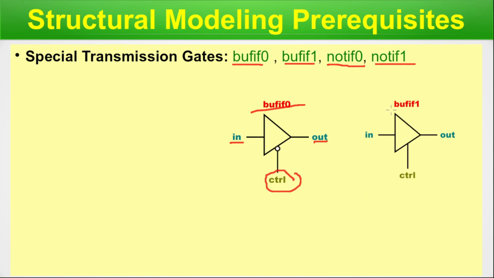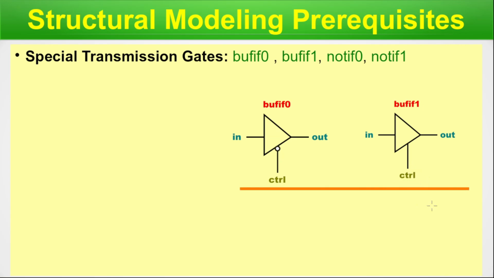Next, for buff if 1, we have in and out and we have extra control. So you can see here, let me clear it. Here you can see this is if 0, so it's a 0 logic and we have a bubbled input for the control. And here it is 1, so we have a direct non-bubbled input.